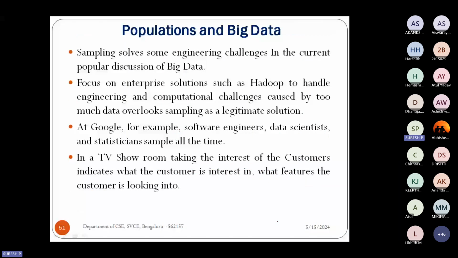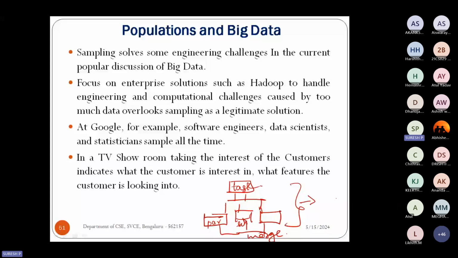If you go to enterprise solutions such as Adobe, what will happen? It is going to handle the engineering and computing problems caused by too much data. It is going to parallelize the application. One task will be there, and this particular task is going to be divided into a number of subtasks. Each individual subtask is going to provide a result, and then it is going to merge them at the end, so the entire process is formed. So Adobe is nothing but parallelism, which is achieved in each node.